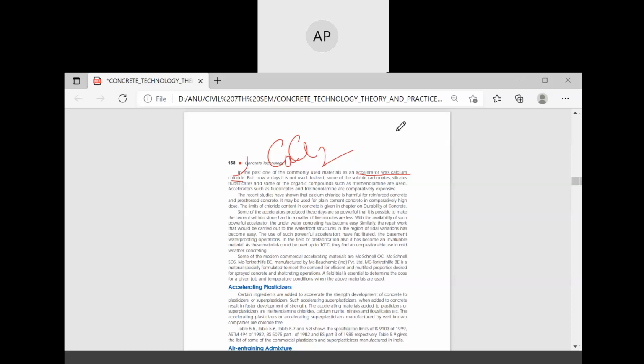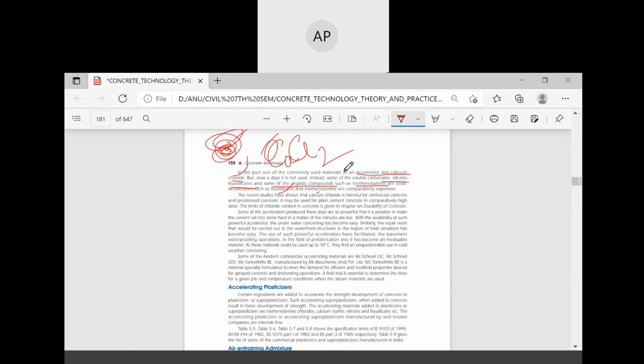Suppose in road repairing work, what will happen if the setting time is increased? It will create traffic, isn't it? So in road repairing work, an accelerating agent is used so that from the plastic state to the hardened state, it will attain early strength. But nowadays it is not used.